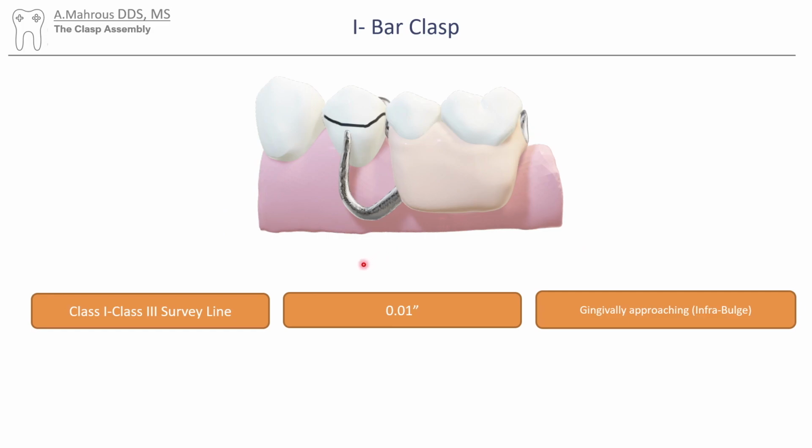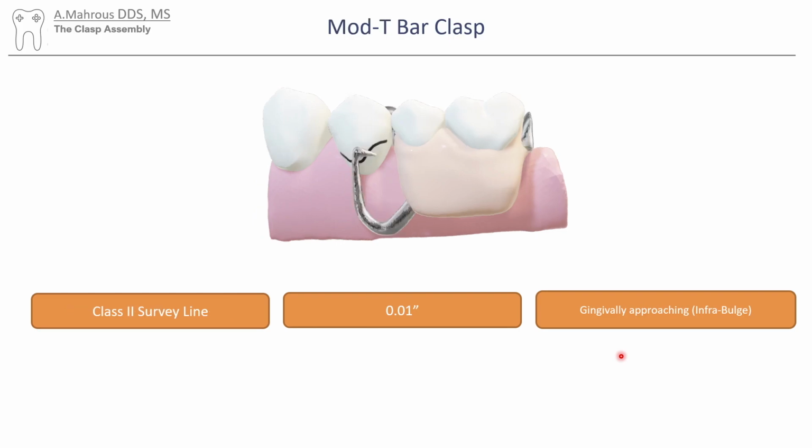The I-bar clasp is used with a Class 1 and Class 3 survey line, engages a 0.01 inch undercut, and is considered a gingivally approaching or infrabulge clasp. Similarly, the Mod T or modified T-bar clasp is also a gingivally approaching clasp and engages a 0.01 inch undercut, only this time it is used with a Class 2 survey line, meaning the undercut is closer to the edentulous area.